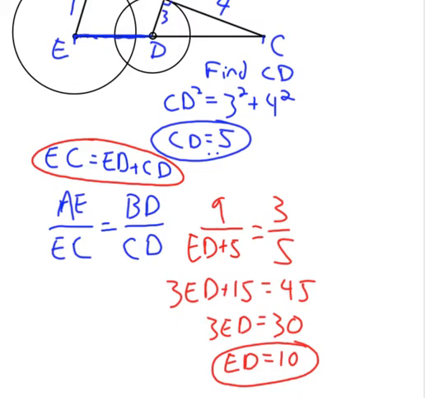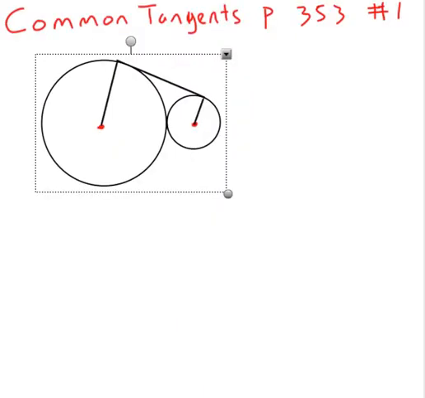So to back up a little bit, that one involved a couple steps. We first had to find CD, but in the end we used proportions and similar triangles. And to use similar triangles, we had to recognize that we had a radius that is perpendicular to a tangent. And that helped us find our similar triangles by angle-angle similarity. All right, next one. Number 4.